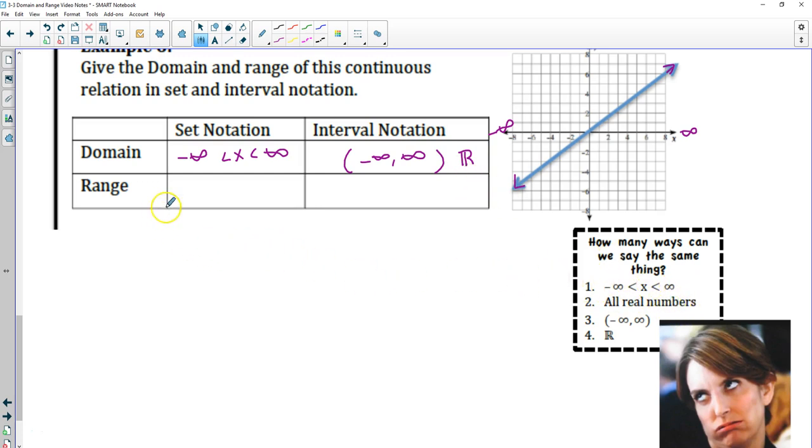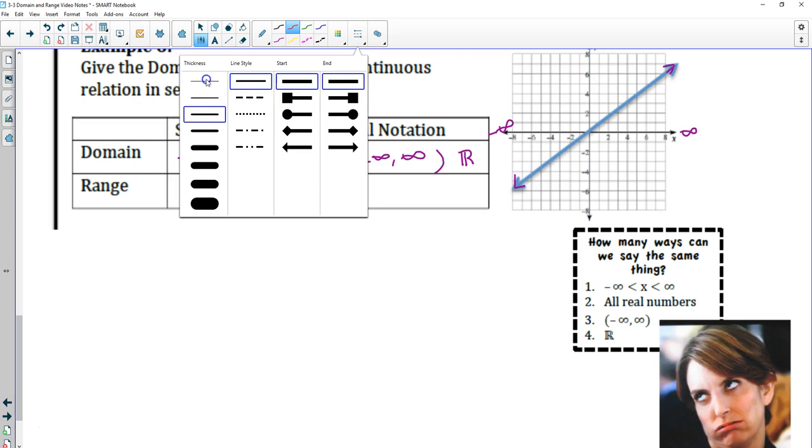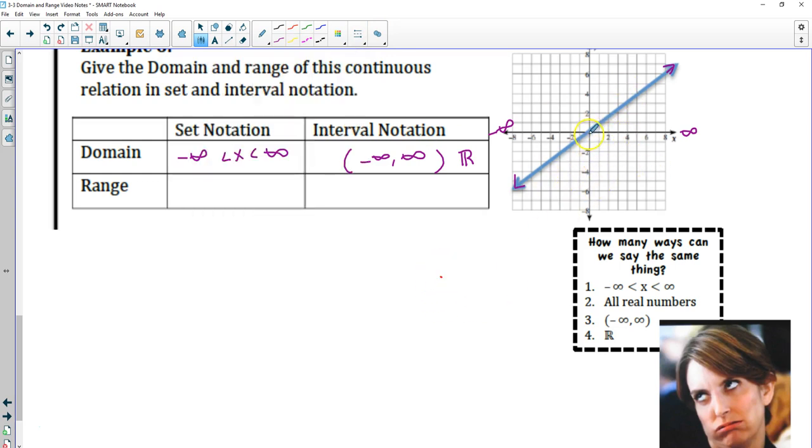You might like that. The range, remember, is all your possible y values. So how low does this function go? How high does this function go? Well, if I try to find the bottom of this, there is no bottom. It's going to keep going to the left and down forever. If I continue this line out, it keeps getting lower and lower. So it goes to -infinity. So I'm going to say -infinity.